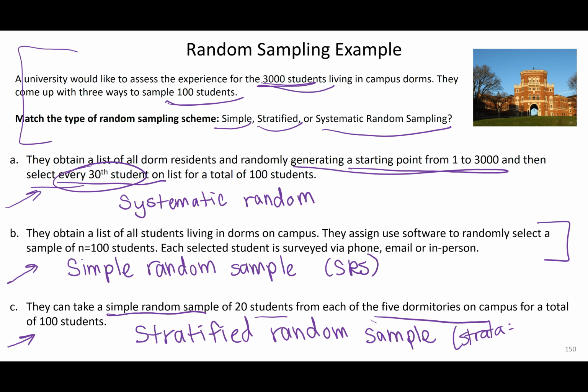So my strata here are the dormitories. So basically, instead of taking the master list of students and randomly sampling from there, I said, no, we're going to break this up into 5 lists of students. So the list from dorm 1, the list from dorm 2, and so on.